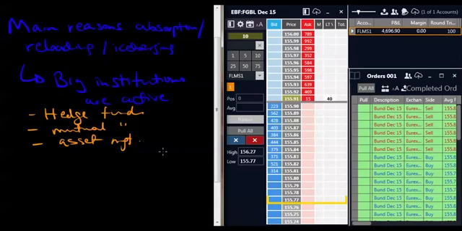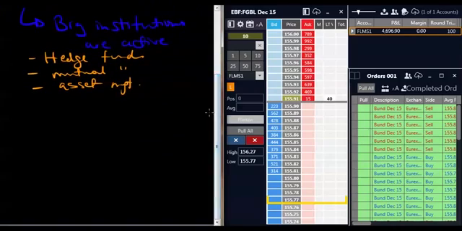Now, the key word here, what I just mentioned, is size. So when you're a big institution and you need to, let's say, buy or sell a large amount of contracts, you don't want to let the other market participants know your hand. If you take it as a game of poker, you don't want to let the other people know your hand. You don't want them to know you've got pocket aces, because then they won't bet against you.